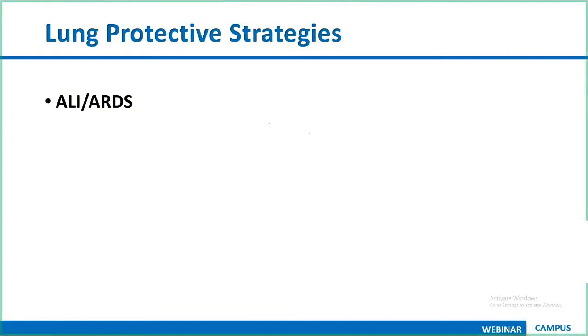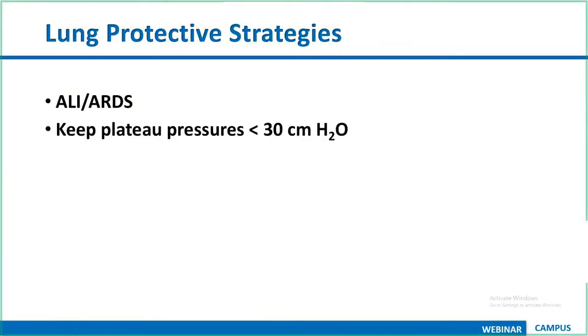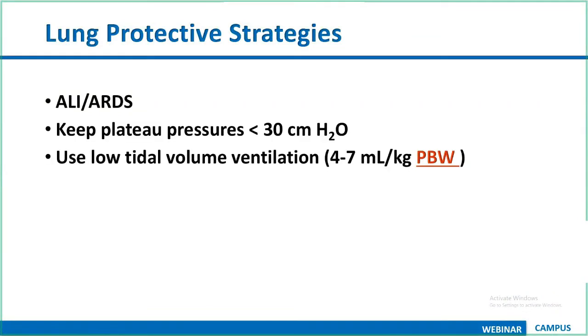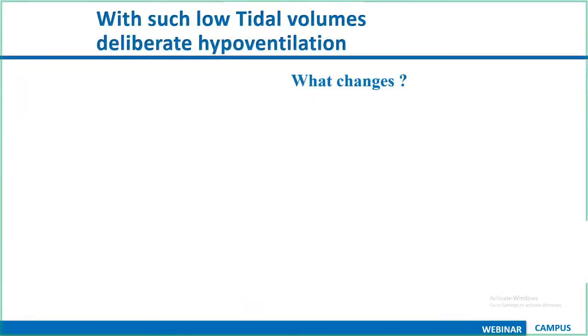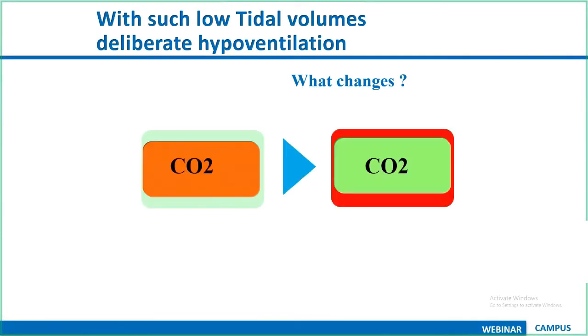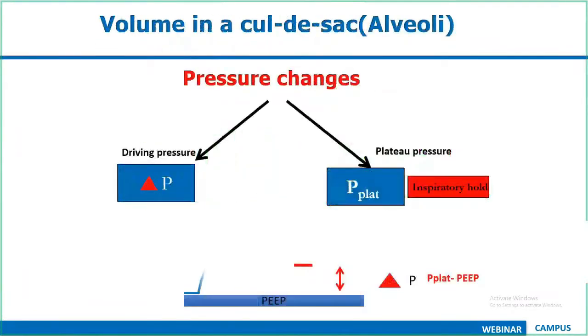And the lung protective strategy in ARDS will be to keep plateau pressure less than 30, low tidal volume ventilation based on the predicted body weight formula, which we have discussed last time. Male it is 50 plus 2.3 into height in inches minus 60. In females it is 45.5 plus 2.3 into height in inches minus 60. So with such low tidal volume deliberate hypoventilation, what change will be there? There will be carbon dioxide retention.